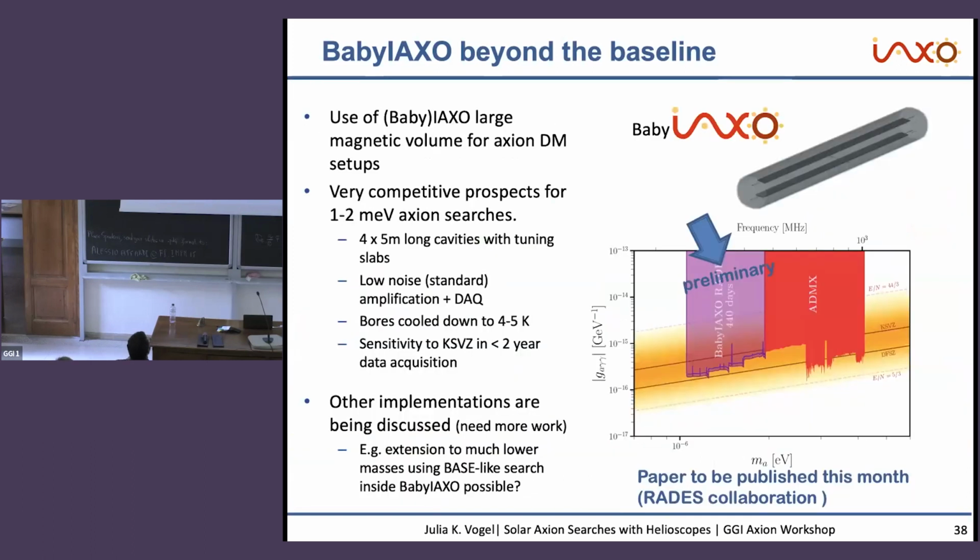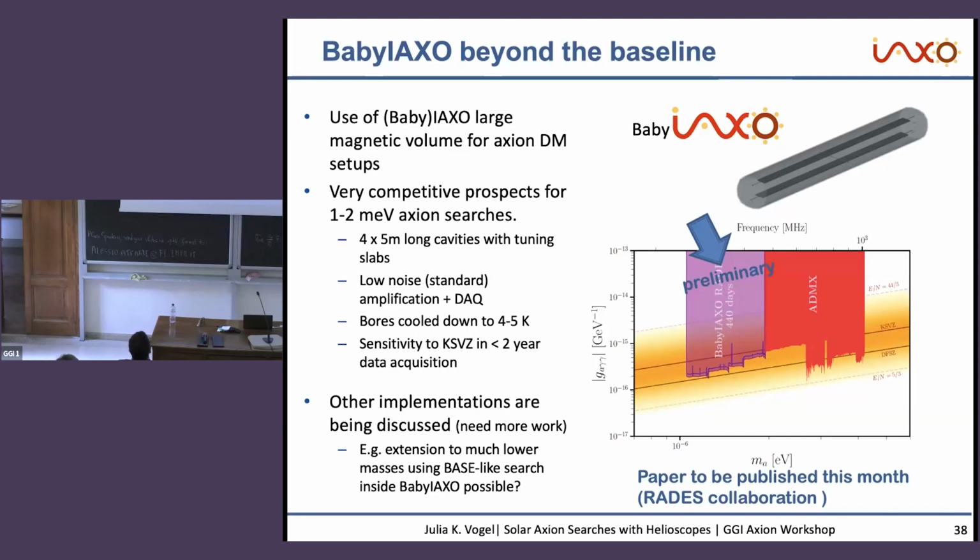For BabyIAXO, we could use that large magnetic volume that we have and put a cavity in there. We expect that would yield very competitive prospects in the 1 to 2 microeV axion search. That should be microeV, that shouldn't be milli. So with 4 or 5 meter long cavities that have tuning slabs, these indicate the tuning slabs in here. The 10-meter magnet has two in a row, basically, and then using low noise standard amplification in the DAQ with a cryogenic setup so that it's cooled to 4 to 5 Kelvin.